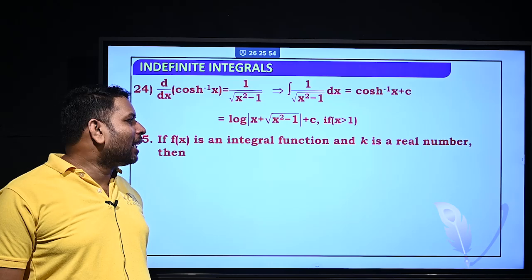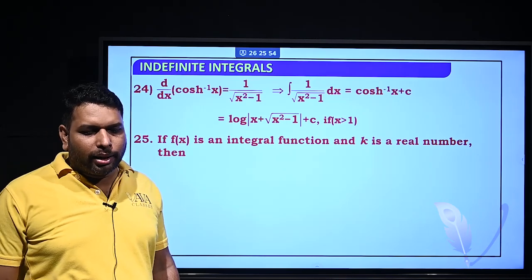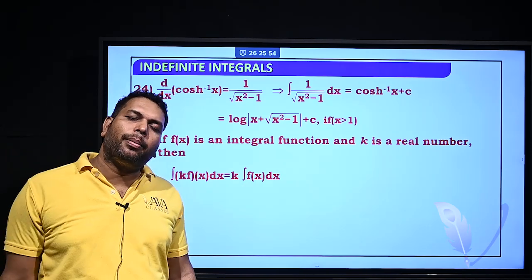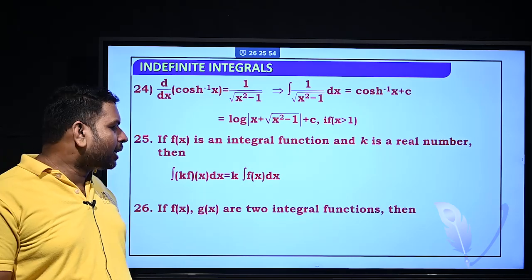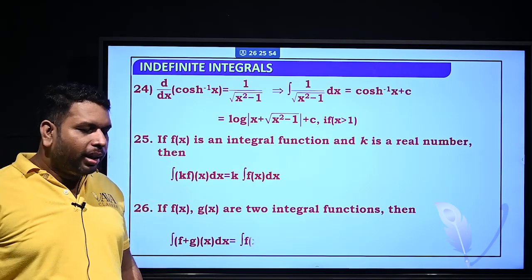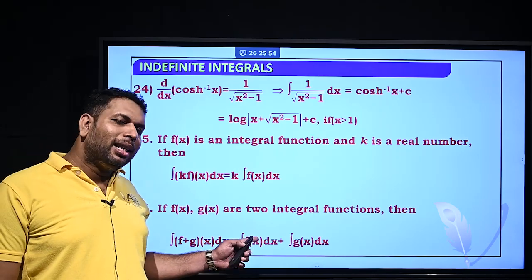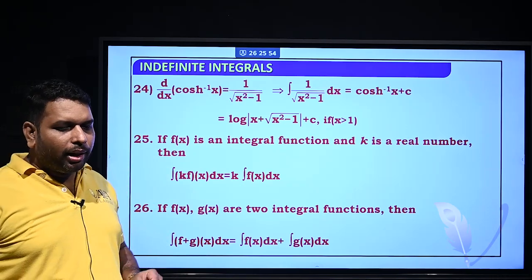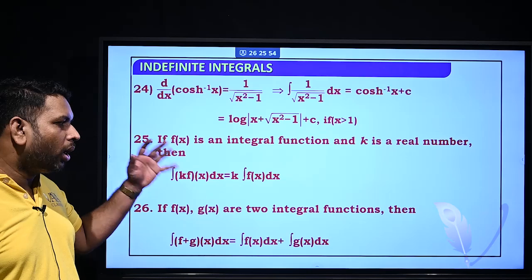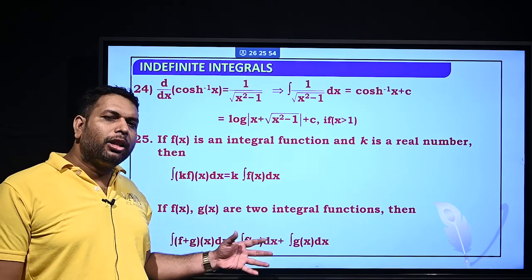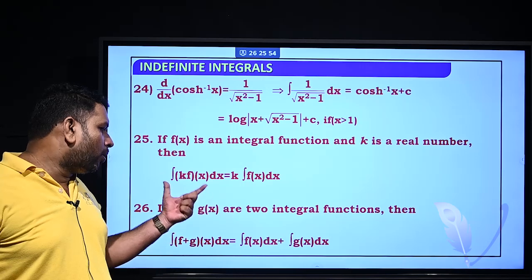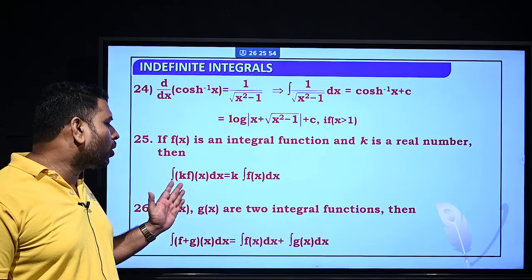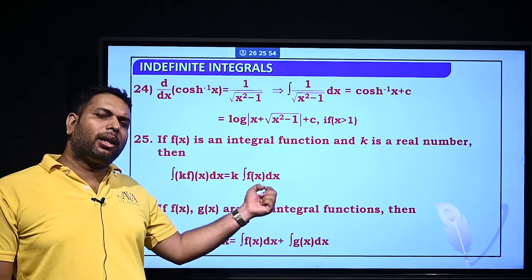If f(x) is an integrable function and k is a real number, then integration of k f(x) dx is k times integration f(x) dx. If f(x) and g(x) are two integrable functions, then integration of f plus g (x) dx is integration f(x) dx plus integration g(x) dx. Okay, these two are rules of integration you can consider. Just like derivative. So derivative of constant times f(x) is constant times derivative of f(x). Similarly, integration of constant times f(x) equals constant times integration of f(x).